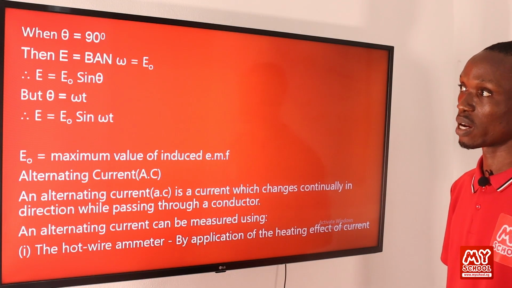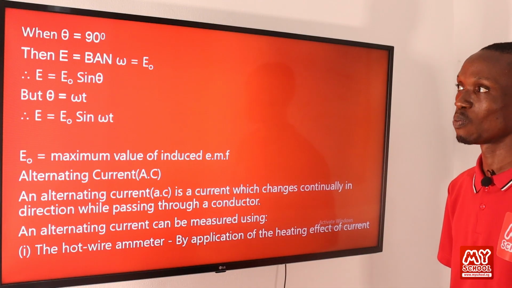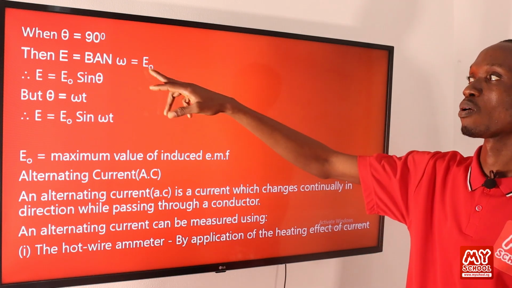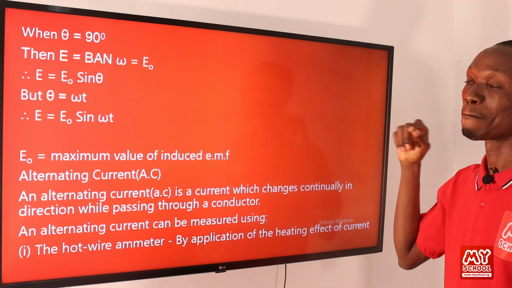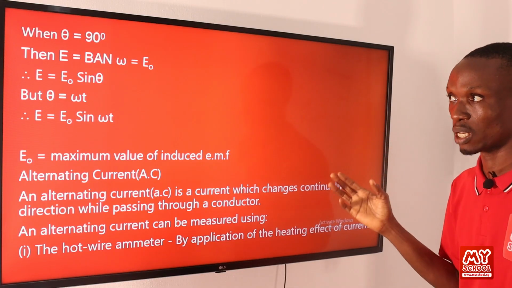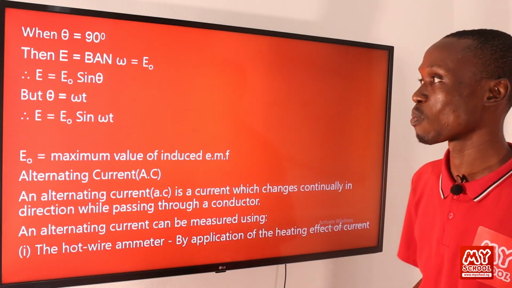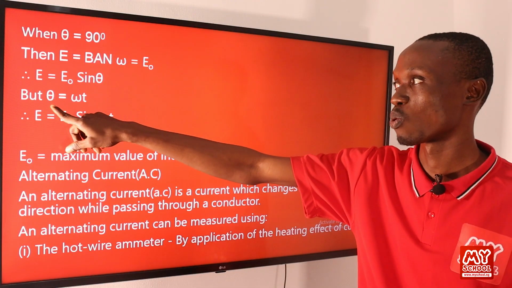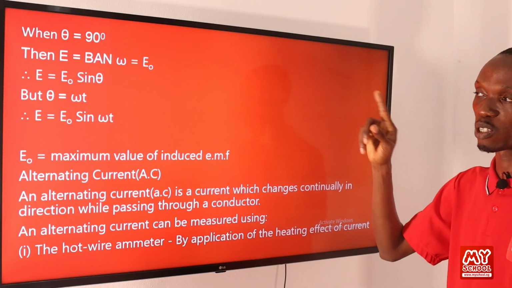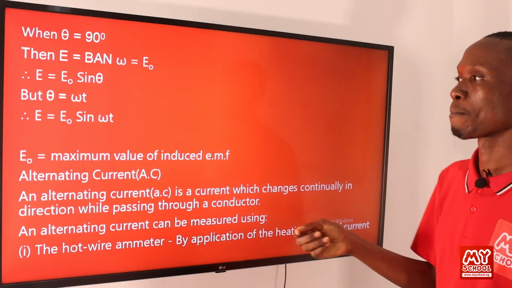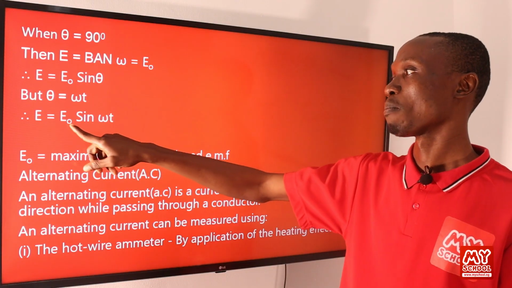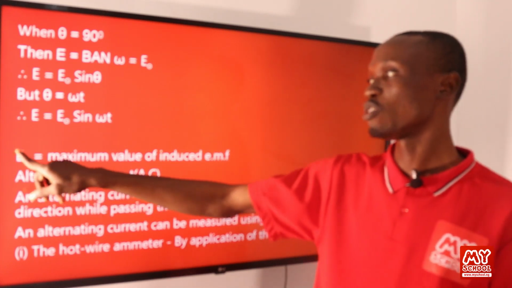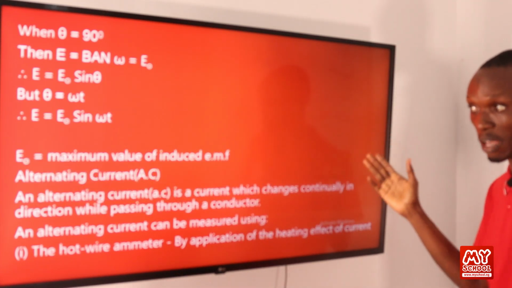Now, when theta is equal to 90 degrees, then E is equal to BANω, and that is equal to E₀, meaning the maximum induced EMF. So E is equal to the maximum induced EMF times sin θ. But remember that θ is equal to ωt, where ω is the angular velocity. Therefore, E is equal to E₀ sin ωt, where E₀ is the maximum value of the induced EMF.